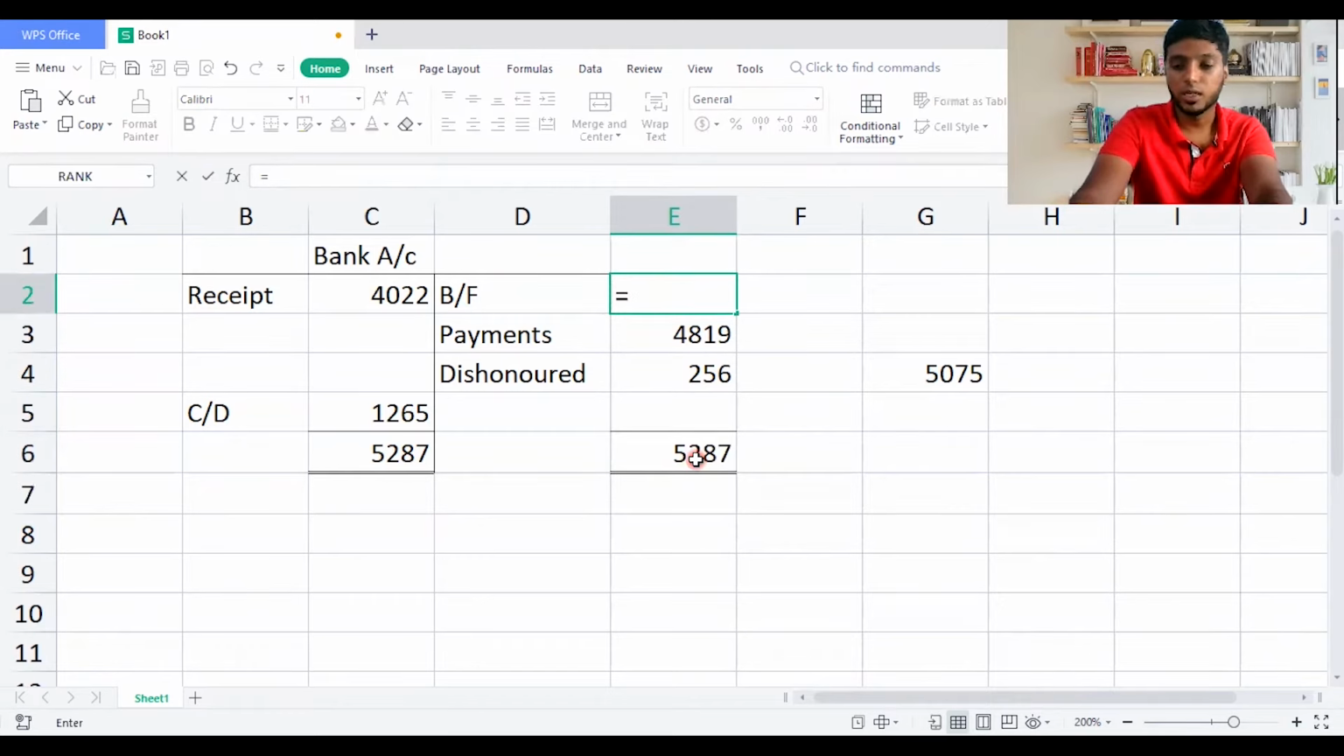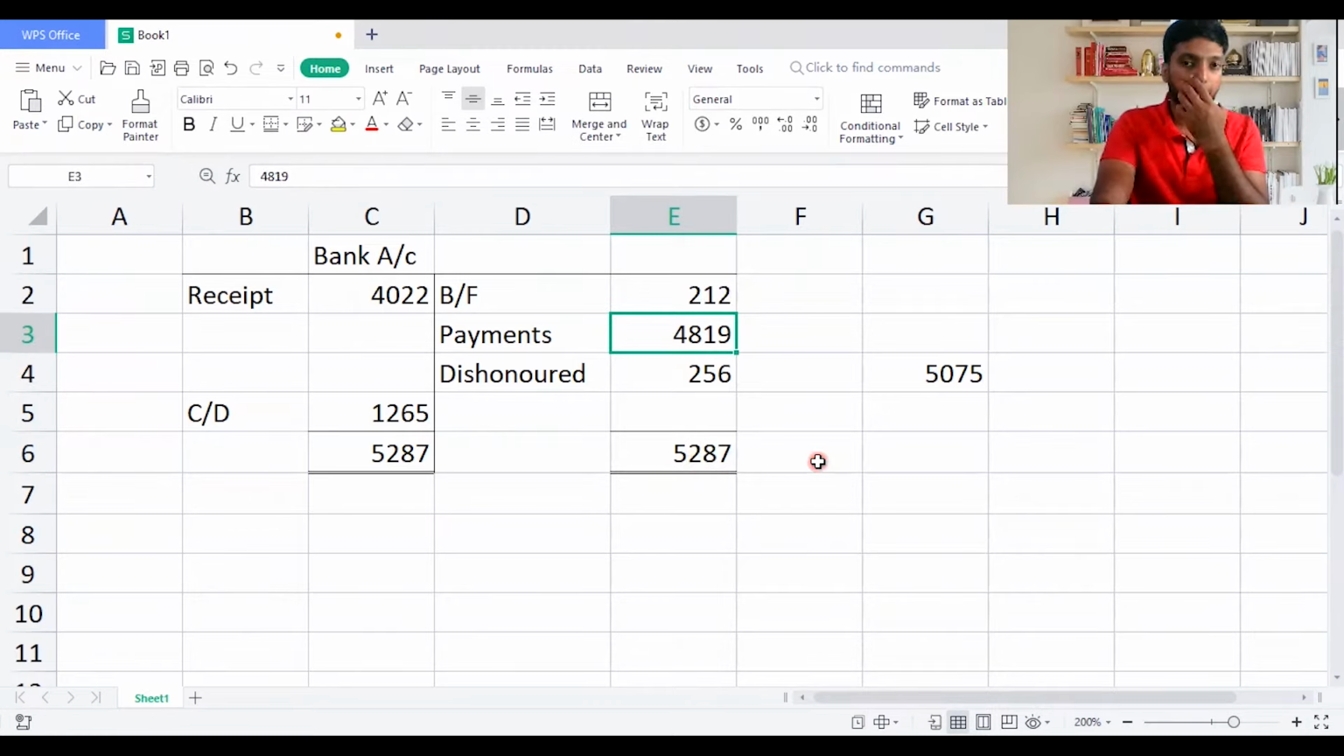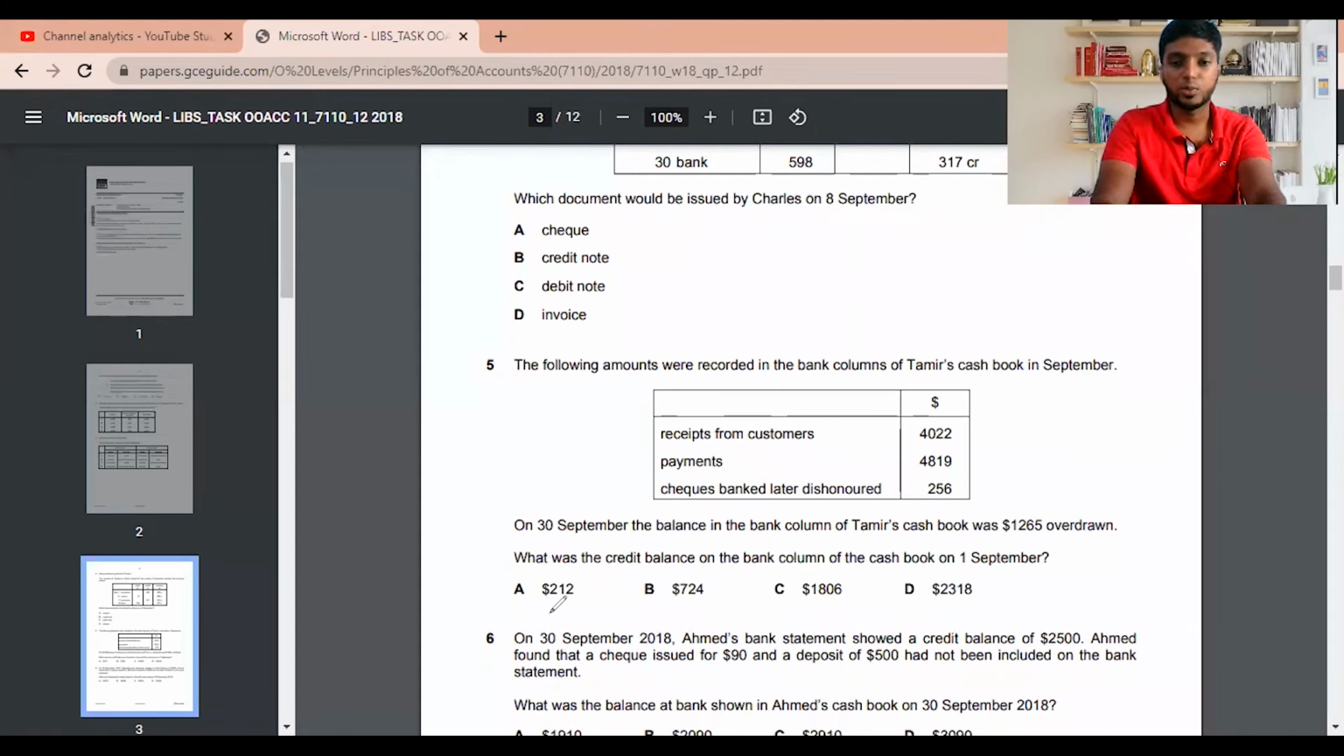Listen to this very carefully. I'm taking 5,287 and deducting 5,075 to find the balance. So I got 212. So this is the actual balance which the business has on the credit side, on the month beginning. You can see here it's 212. So the answer is going to be A.